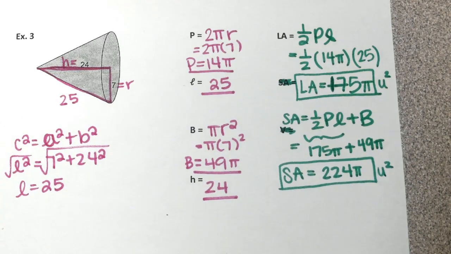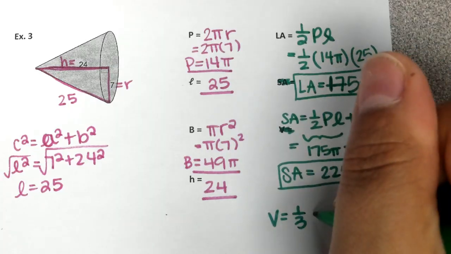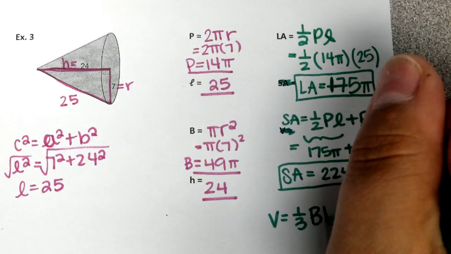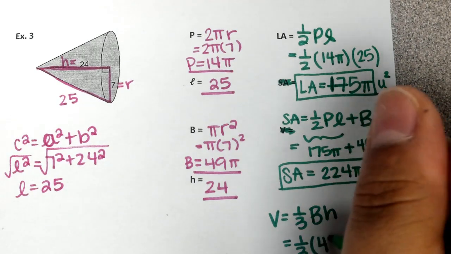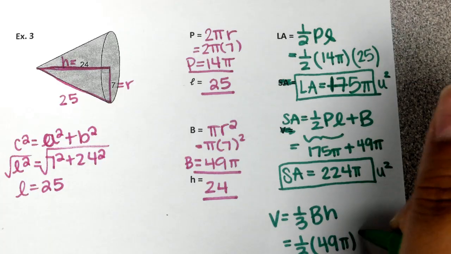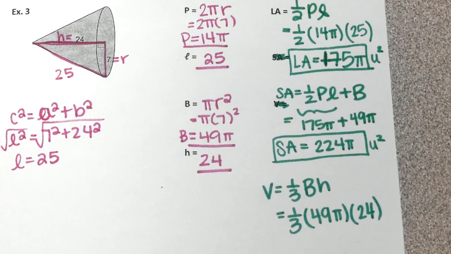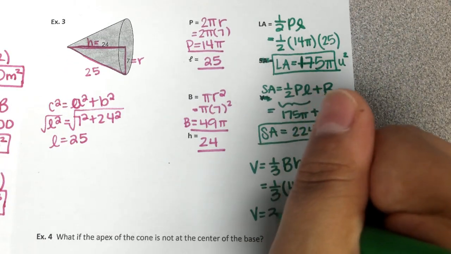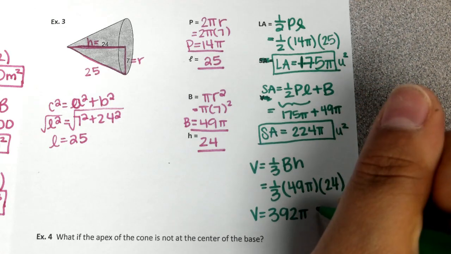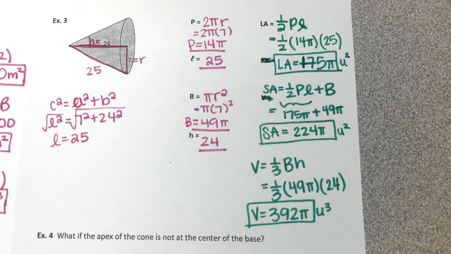Last but not least, what does V stand for? 1/3 big B H. What's my big B? 49 pi. What's my H? 24. Put that in the calculator, and what do you get? 392 pi. And again, you can do the units cubed. That's optional if I don't give you units.